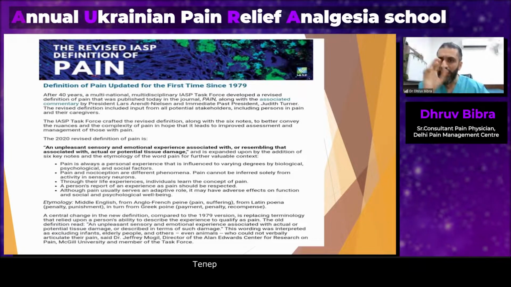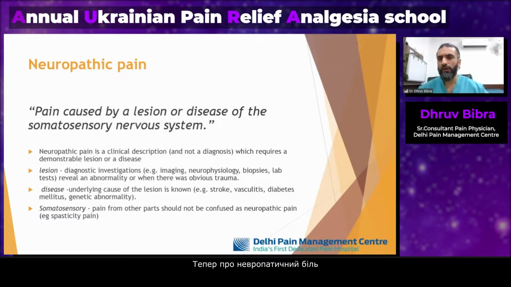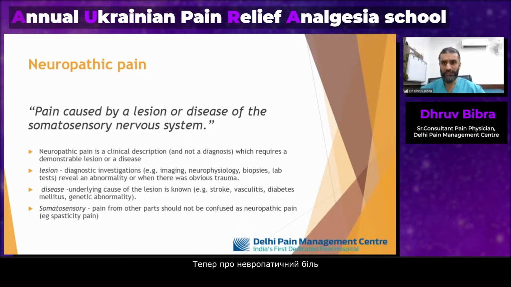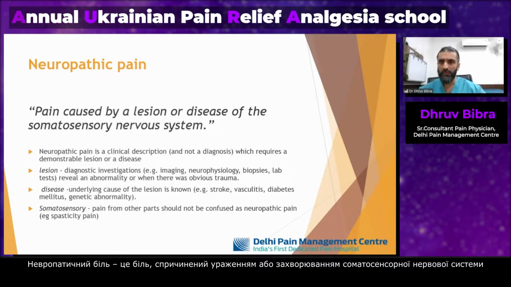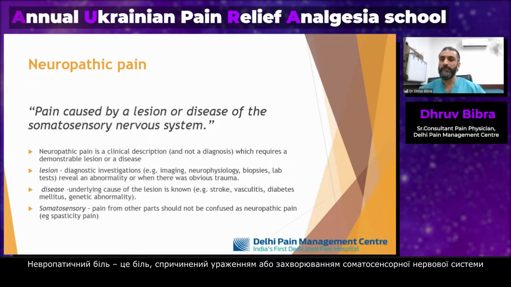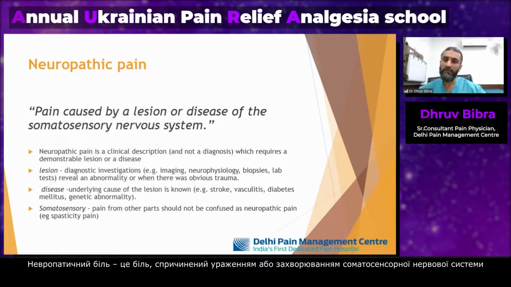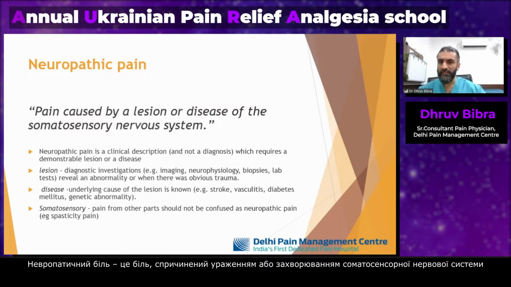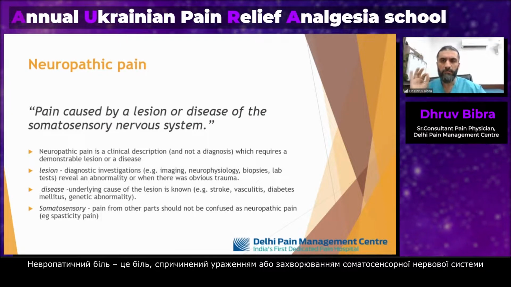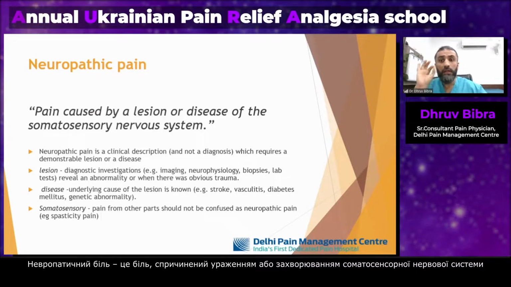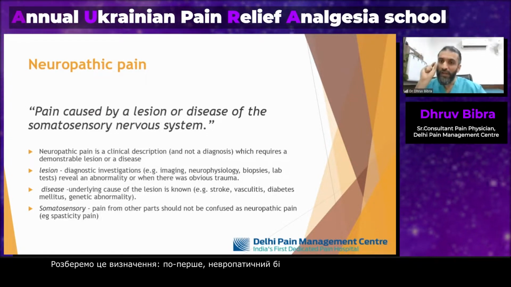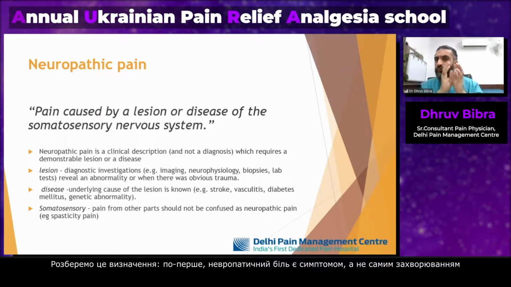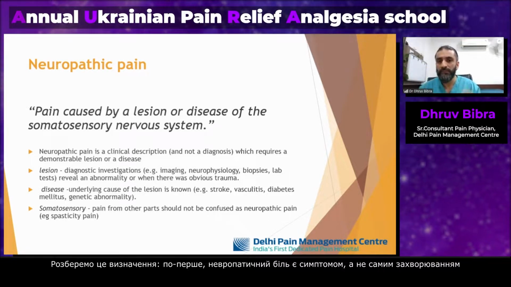With that background, let us start with the topic of neuropathic pain. So what is the definition? This definition of neuropathic pain was given to us by NeuPSIG, the Neuropathic Pain Special Interest Group of IASP, which states that neuropathic pain is pain caused by a disease or lesion of the somatosensory nervous system. Now, I would just like to break it up for you so you are able to understand it better.